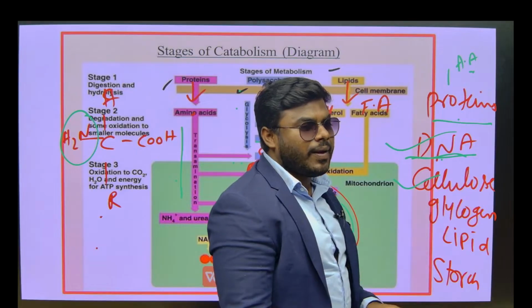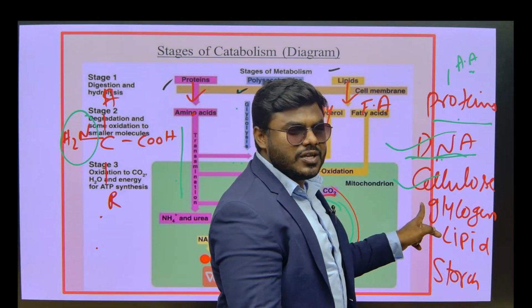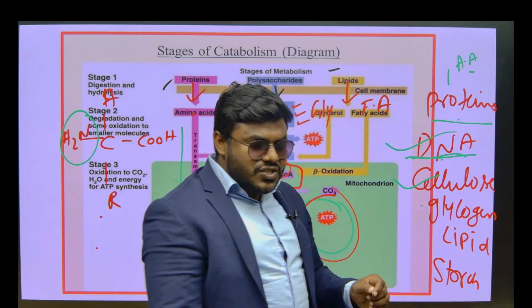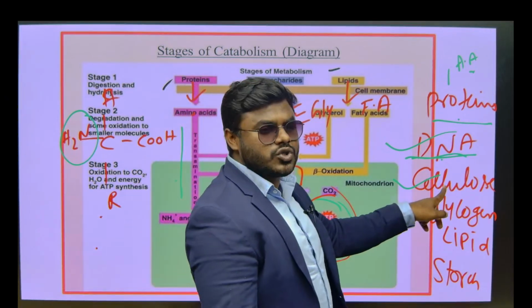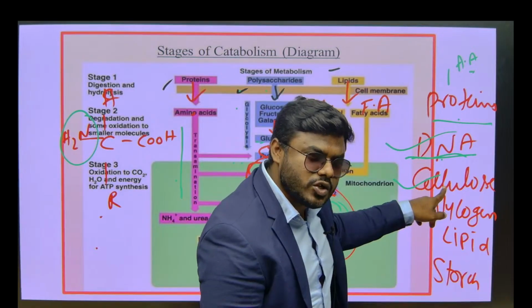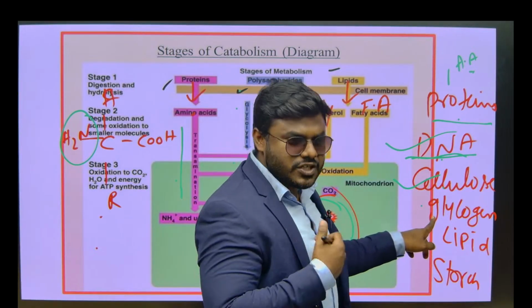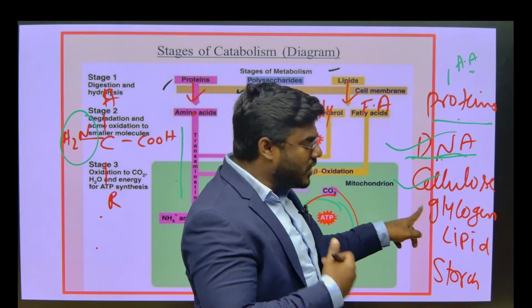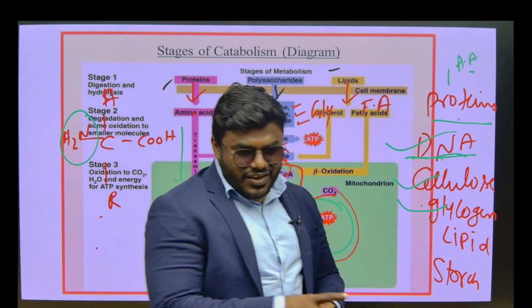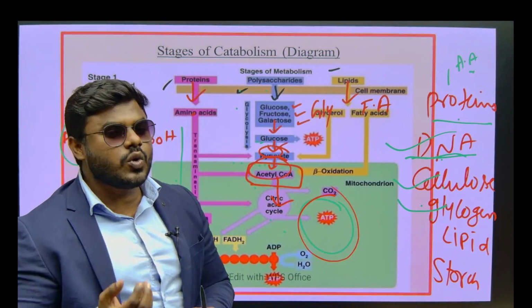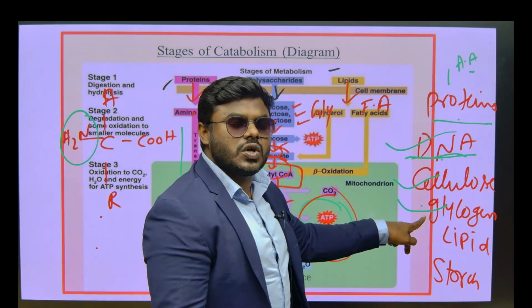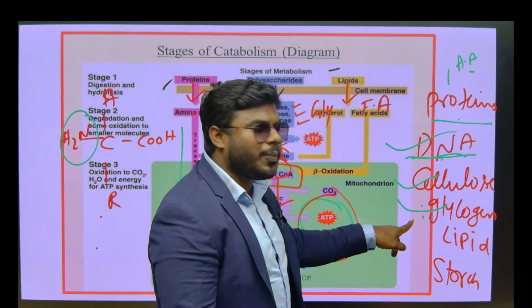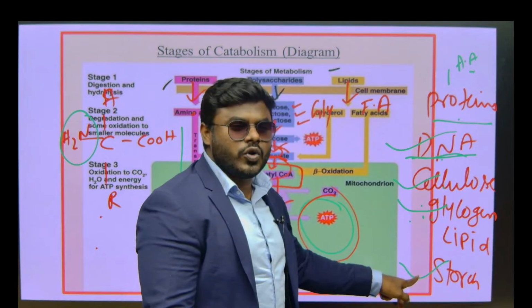Cellulose is present where? The plant cell wall is made up of cellulose. Cellulose is made up of glucose. Many glucoses come close together and give rise to cellulose. That is also a polymer. Then glycogen, which is present in our body, is also made up of glucose. When I eat food, excess glucose can be converted into glycogen and stored in the liver. So glycogen is also a polymer. Starch is also made up of glucose only.